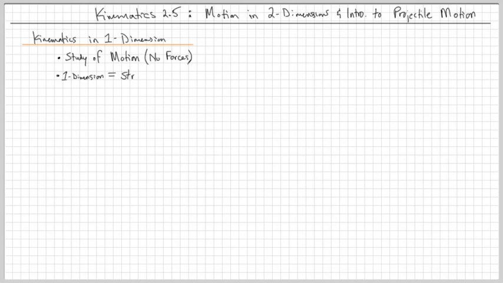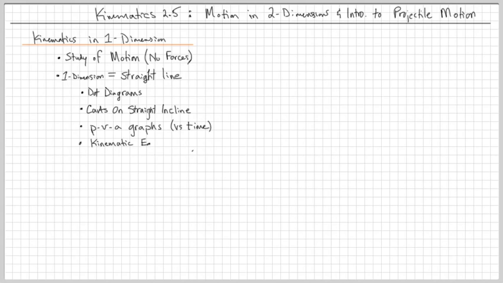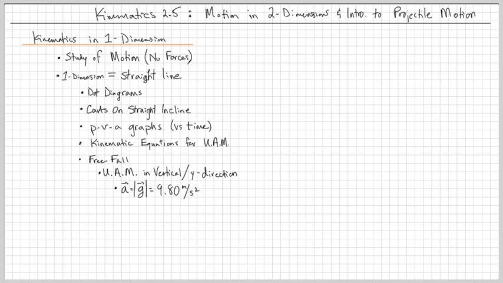Just as a reminder, our kinematics in 1 dimension, this is again the study of motion without any concern for forces. We looked at a few examples that I'm listing here: dot diagrams, carts on a straight incline. We looked at our graphs we can produce, and of course free fall is an excellent example of one-dimensional motion in a straight line in which the gravitational acceleration little g is the constant value for that acceleration.